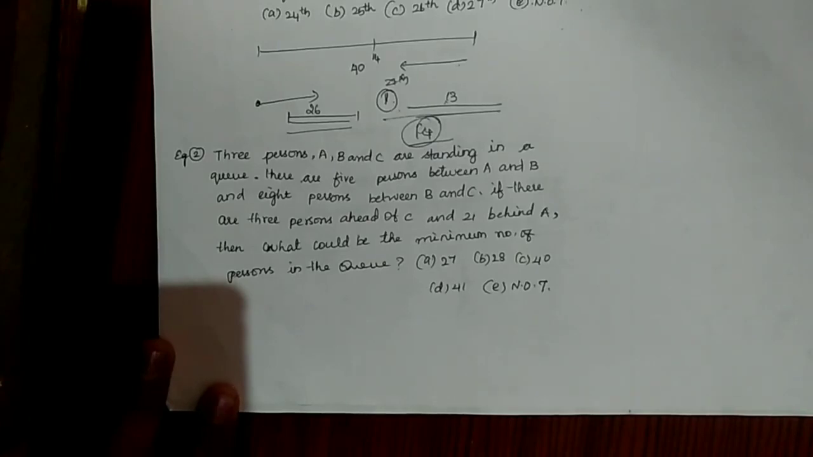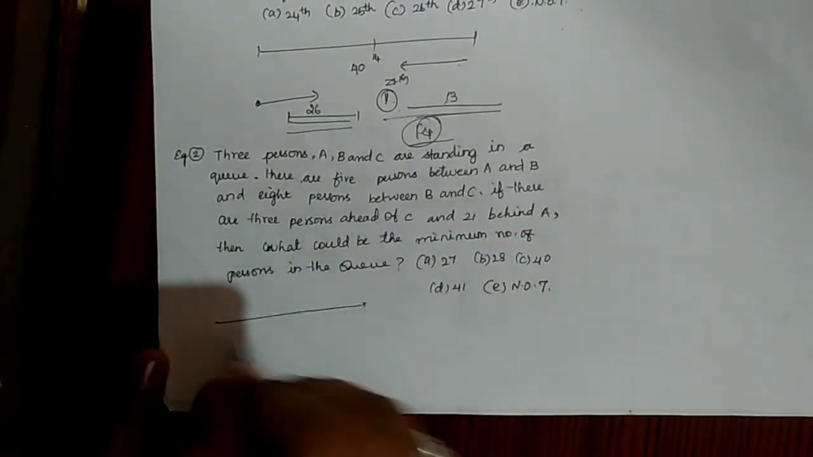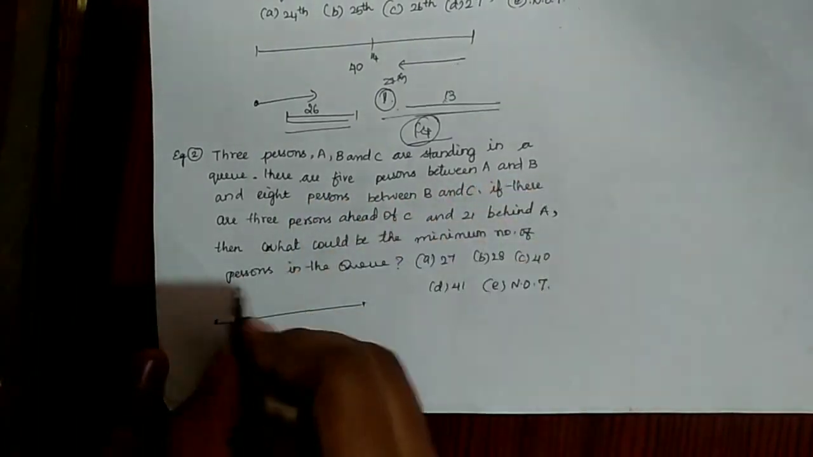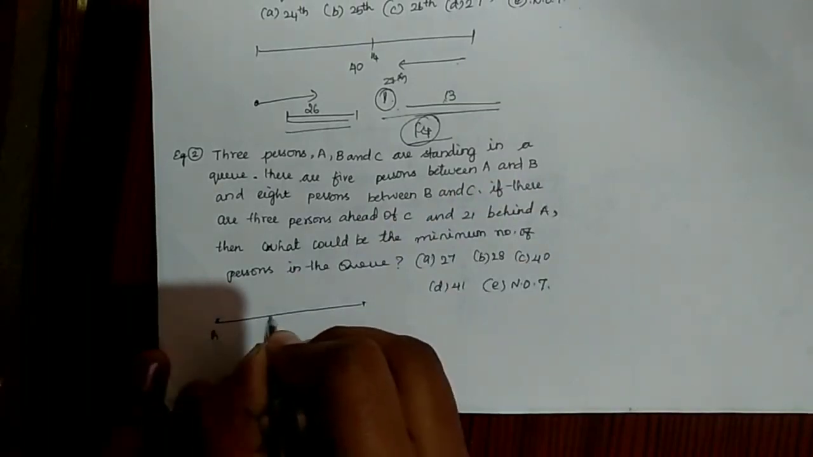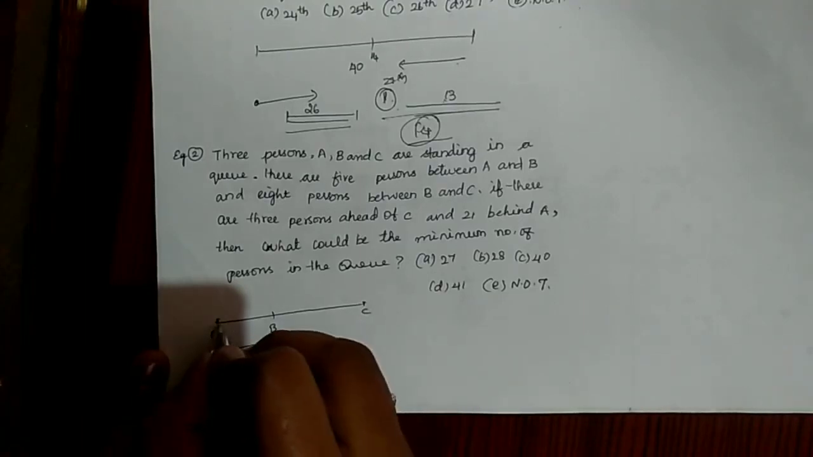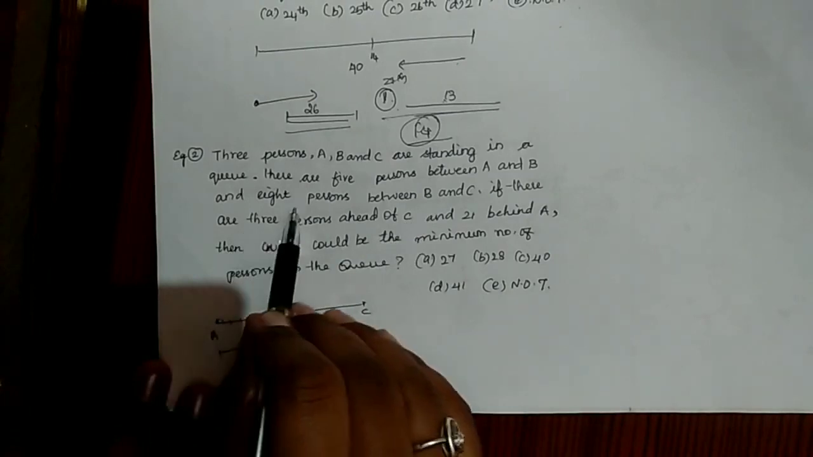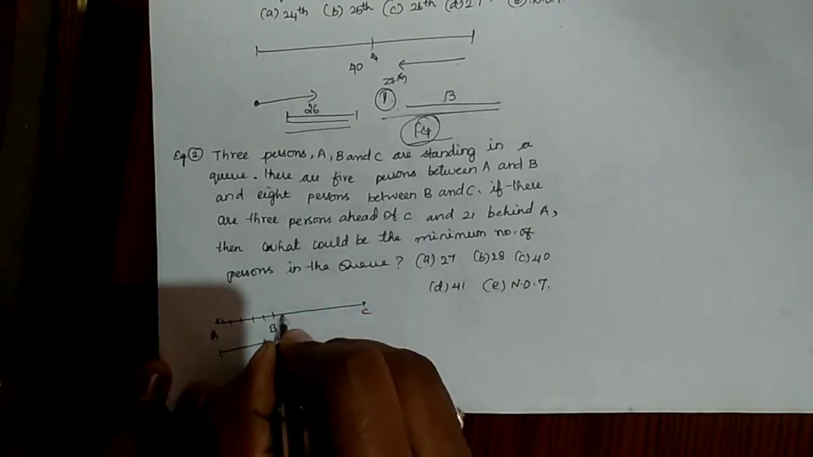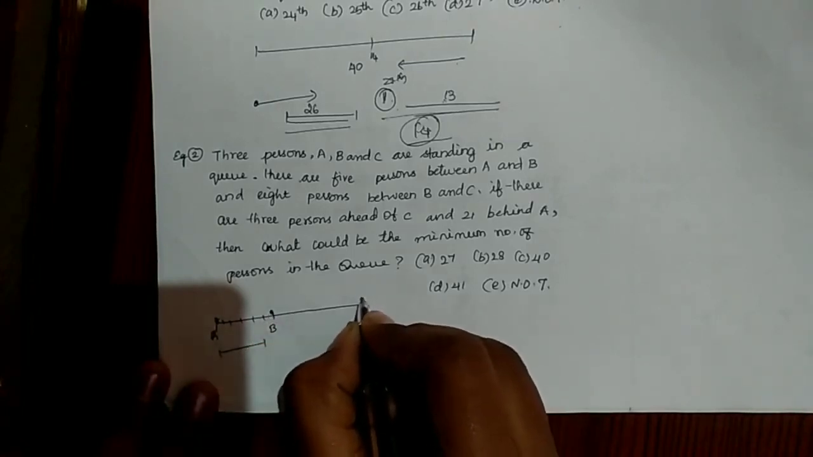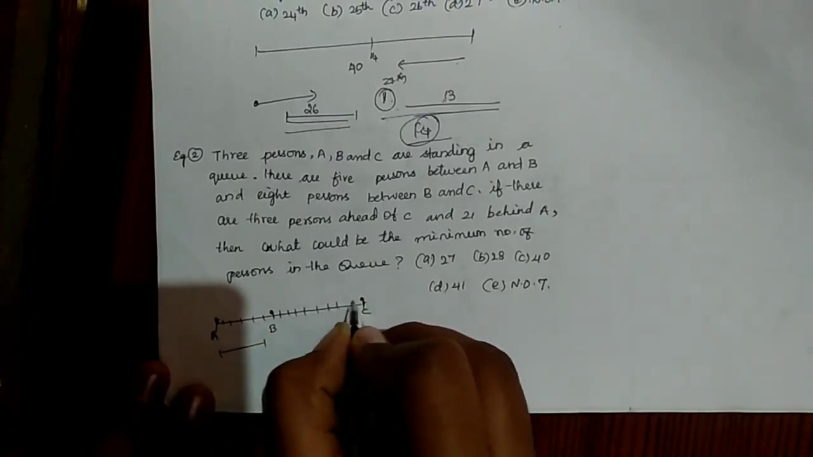Second example: three persons A, B and C are standing in a queue. There are 5 persons between A and B. Let us assume A, B and C. Here there are 5 persons between A and B: 1, 2, 3, 4 and 5. Then there are 8 persons between B and C: 1, 2, 3, 4, 5, 6, 7 and 8.